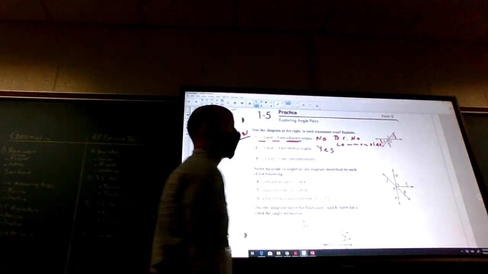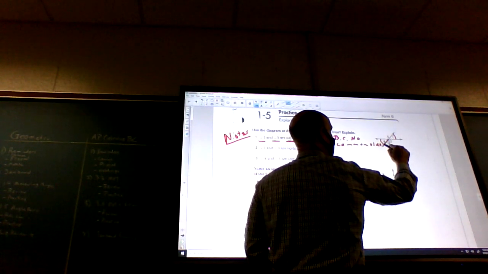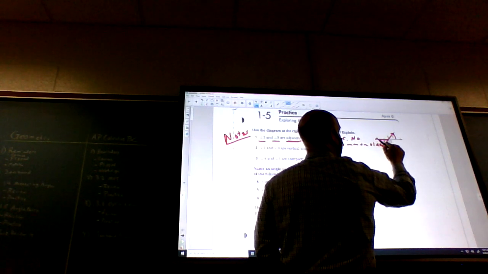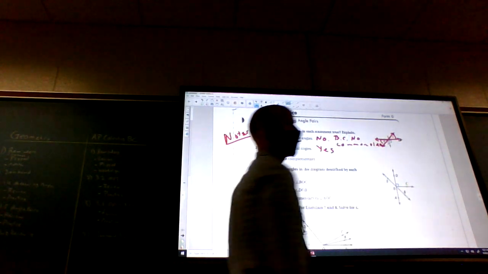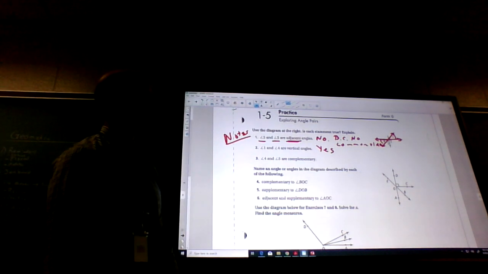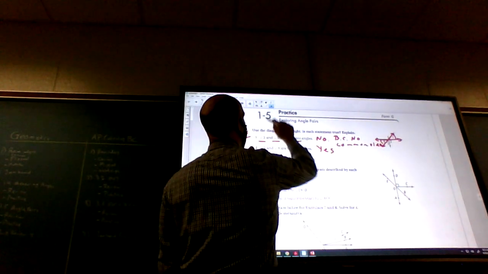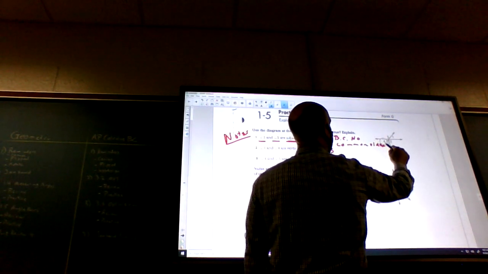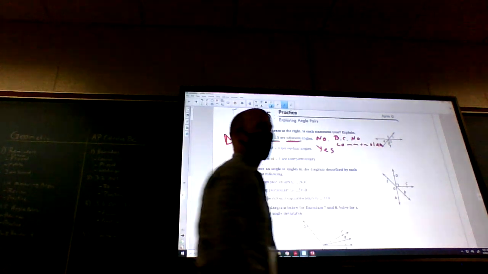Those are vertical angles because they are formed by opposite rays. The opposite ray of this one is this one. The opposite ray of this one is this one. And those two angles are formed by those opposite rays. So those are vertical angles. Could you say, like, yes, because angle 4 and angle 1 are the same measure? Yeah. Almost.